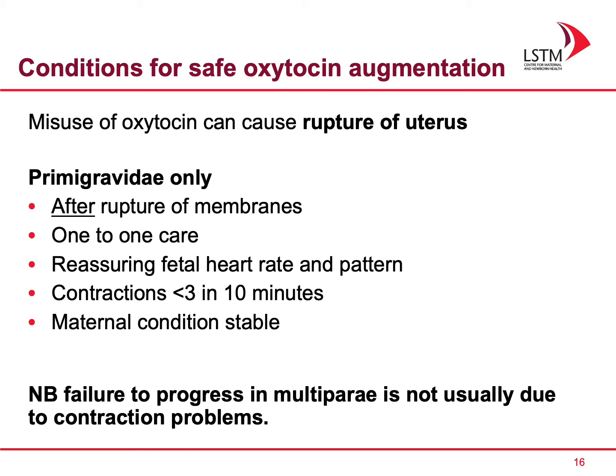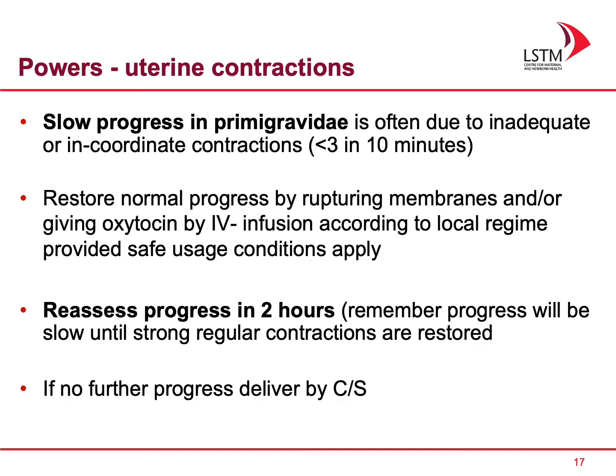Failure to progress in multiparous women is not normally due to contraction problems. So powers in labour are our uterine contractions. Slow progress in primogravidas is often due to inadequate, incoordinate and infrequent contractions occurring less than 3 in 10 minutes.